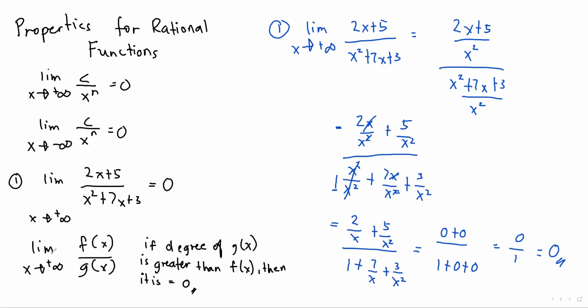So, proceed na tayo ngayon sa property number 2 ng rational function. Okay? Actually, kahit negative infinity yon. Kahit ano yan, positive or negative infinity, whatever, it's always equal to 0. Okay? So, next tayo. Number 2.